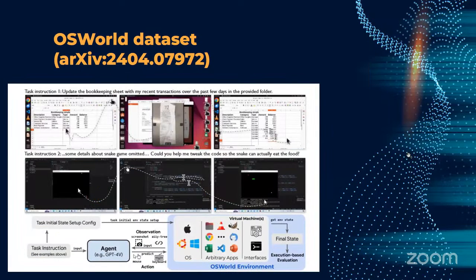So they tested this primarily with the OS World dataset. This is a dataset of, I believe, roughly 360 examples of tasks that someone might want to do on their computer. And these are actually fairly in-depth tasks. Like one of the examples from the paper was: update the bookkeeping sheet with my recent transactions over the past few days in the provided folder.